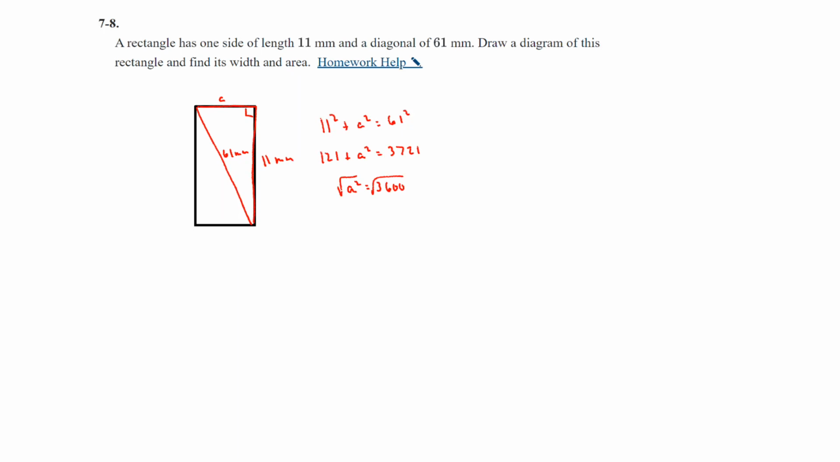Since we're only looking for a distance, we would only do the positive, but this would actually be the absolute value of A is equal to 60, so we would get two answers technically when we're solving it. A would be equal to negative 60, and A would be equal to 60, but the negative one is not going to make any sense for what we're doing because the length has to be positive. So we now know that the width of this rectangle will be 60 millimeters. And remember, your hypotenuse is going to be the longest side, which is 61.